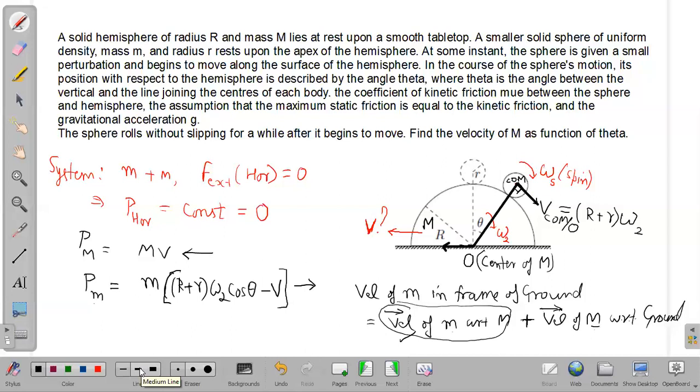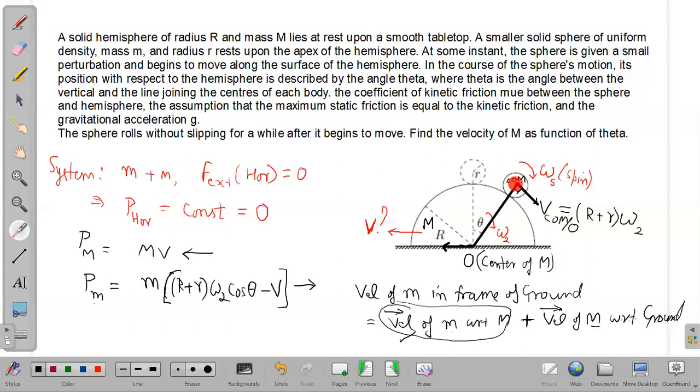This is a very key point. This is the most important point where students normally make a mistake: they consider this velocity of center of mass, denoted by capital R plus small r into omega 2, as the real or absolute velocity of the center of mass. But this is not the absolute velocity, because this sphere is being carried by the hemisphere, and the hemisphere is also moving to the left side with velocity v. Obviously this velocity v will be added to the velocity of center of mass.